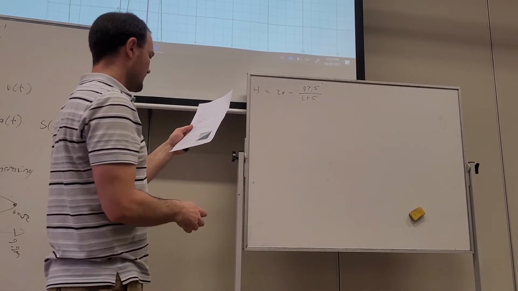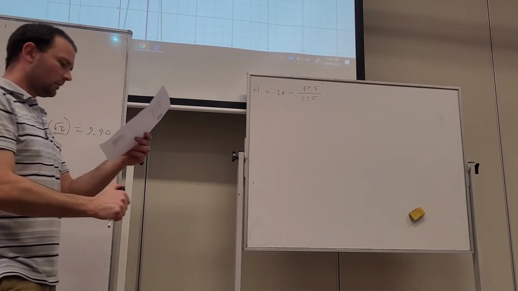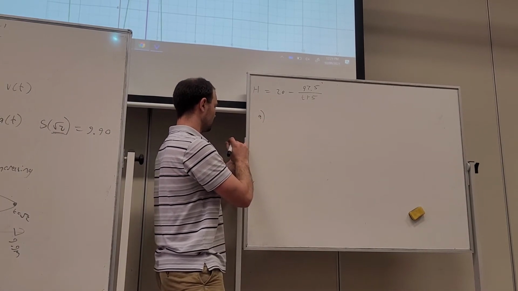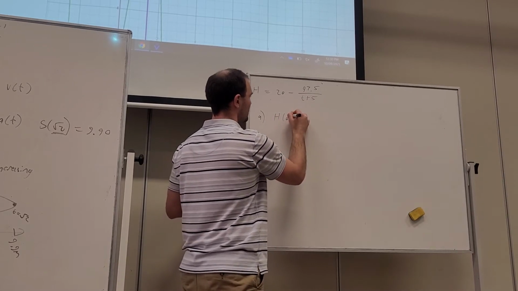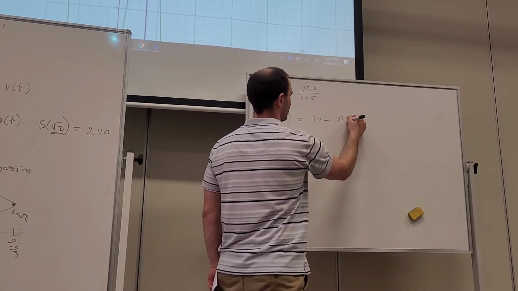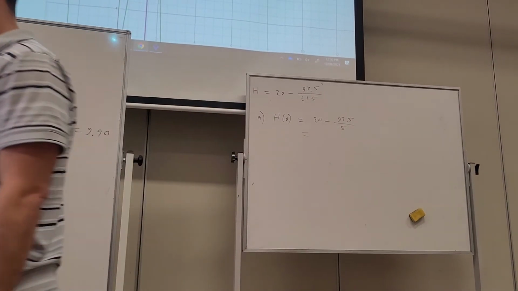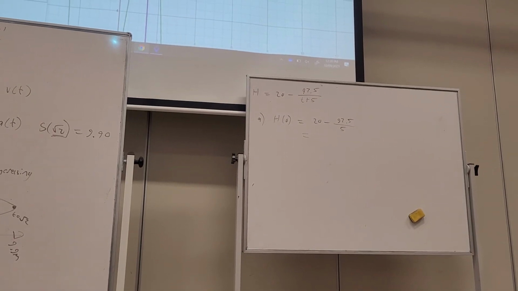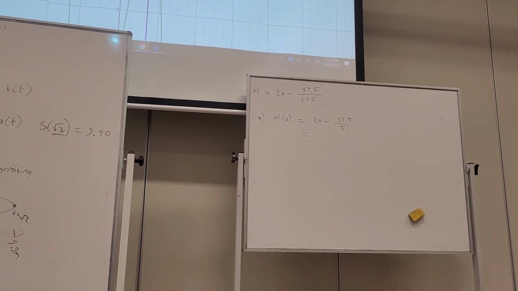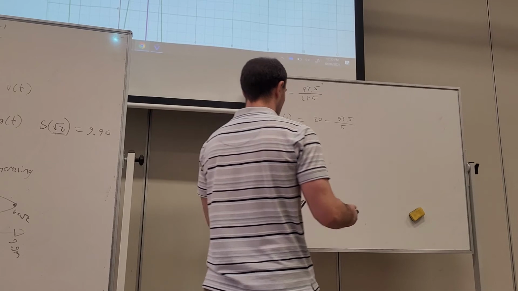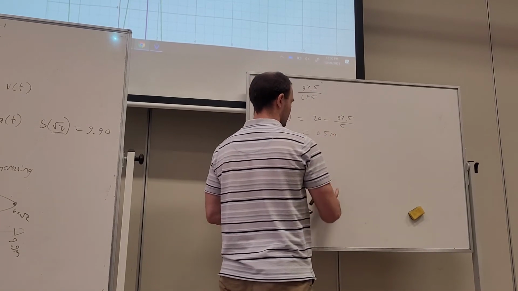Okay. Part A. Find how high the tree was when it was planted. So that means when time is 0. So h of 0 is going to be 20 take 97.5 divided by 5. We can solve that. 0.5 meters, 50 centimeters initially.